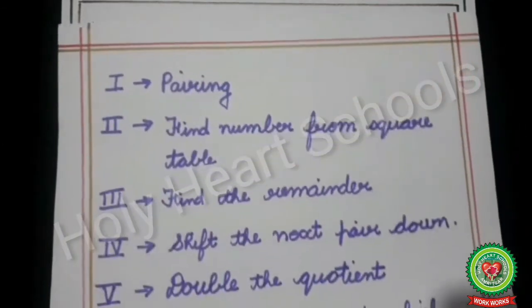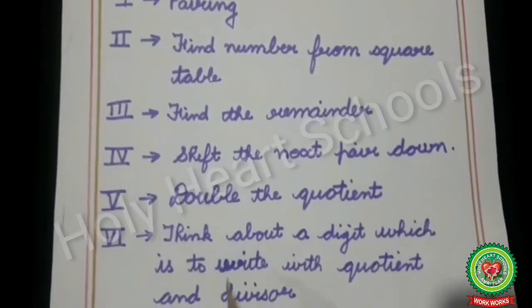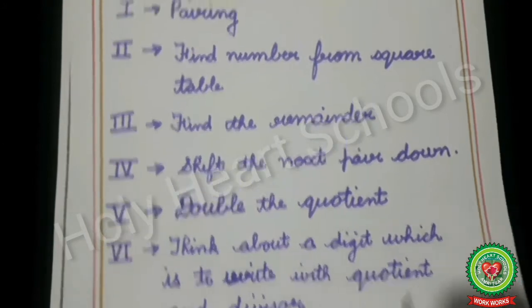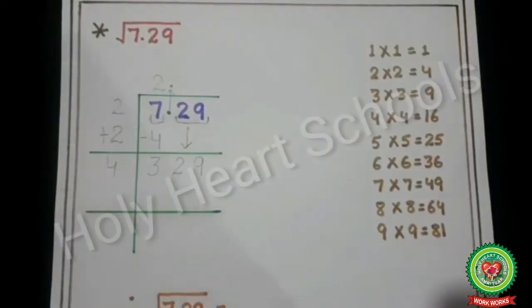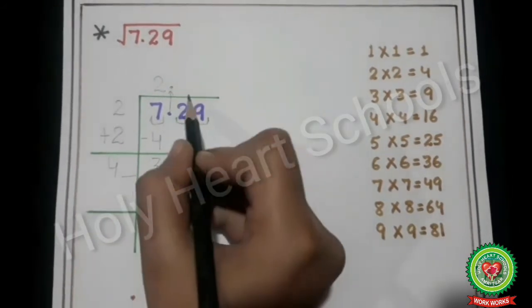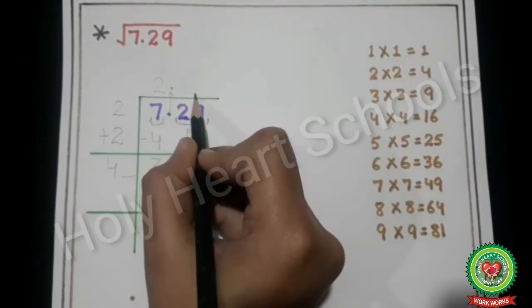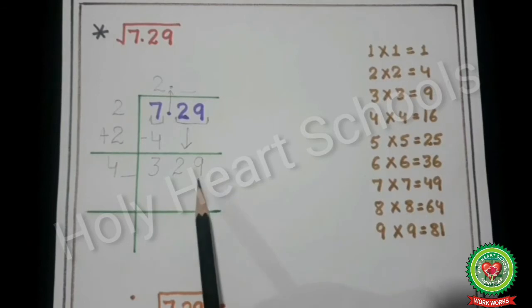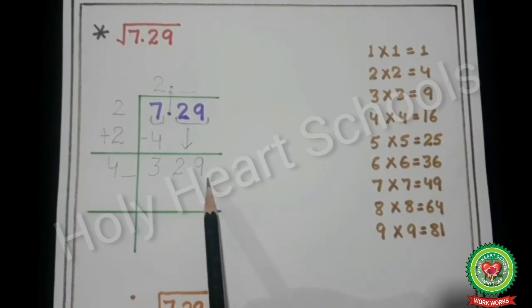After that, our next step is to think about a digit which is to write with quotient and divisor. In this example, we have to think about a digit which is to be written with the divisor 4 and quotient 2. While thinking about such digit, we have to keep the last digit of the dividend in mind. Here last digit is 9.